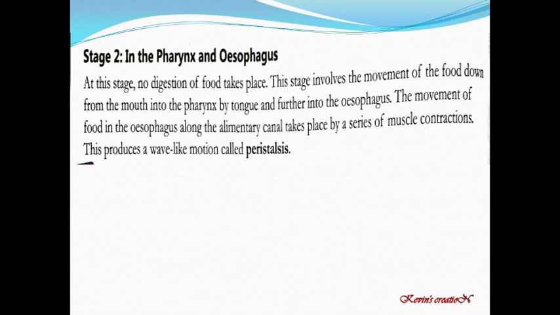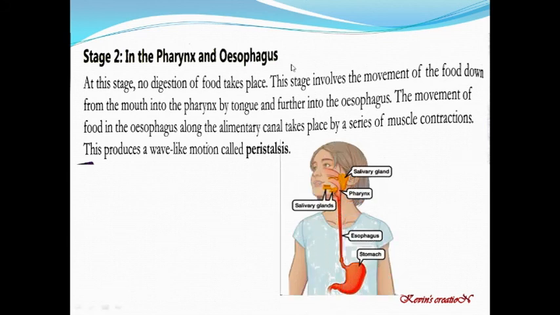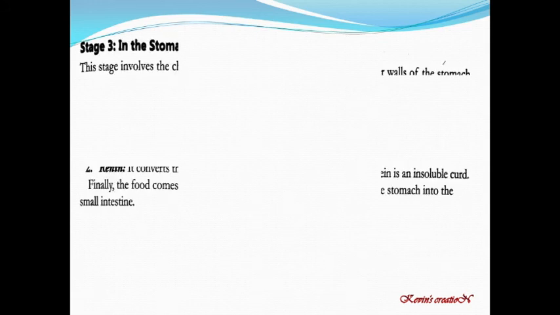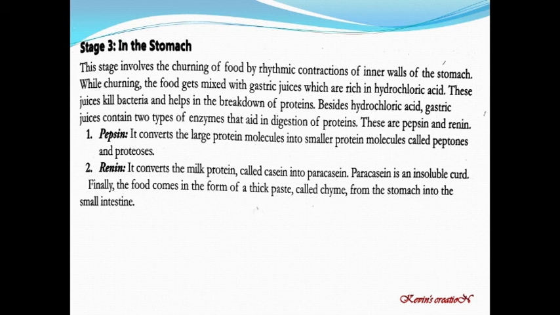Now the food is moved down to the stomach. How? The movement of food in the esophagus along the alimentary canal takes place by a series of muscle contractions. The muscles contract one after the other and produce a wave-like motion, and this is called peristalsis. So by the process of peristalsis, the food moves from the pharynx to the stomach. Here you can see from pharynx to stomach. This is how the muscles contract and the food goes down to the stomach. When the muscles contract one after the other, producing a wave-like motion, that is called peristalsis.